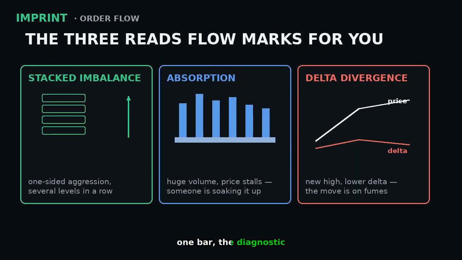Once you can read one bar, the diagnostic gives you 3 higher level reads. And Imprint Flow marks all 3 for you automatically. First, stacked imbalances, several imbalanced levels in a row, all leaning one way. That's sustained, one-sided initiative. Second, absorption, a level with huge volume where price just won't move. Someone larger soaking up every order. High volume, no progress. Third, delta divergence, price pokes a new high, while delta prints a lower high. The move running on fumes. Stacked imbalance says initiative. Absorption says exhaustion. Divergence says the fuel is fading. 3 marks, and you're no longer guessing what the auction is doing.